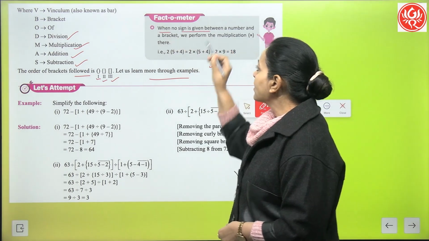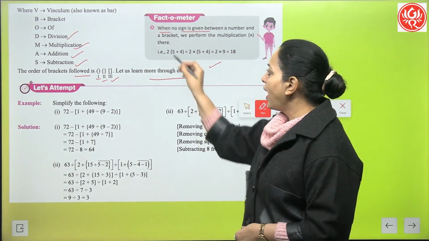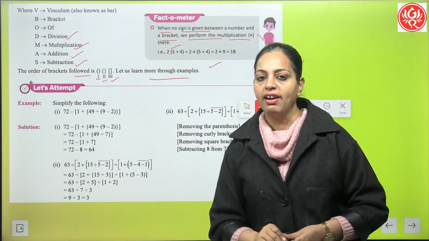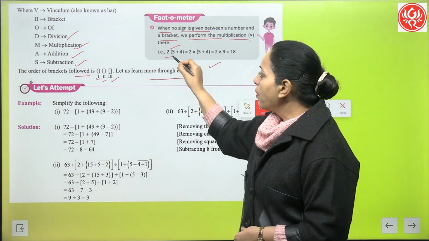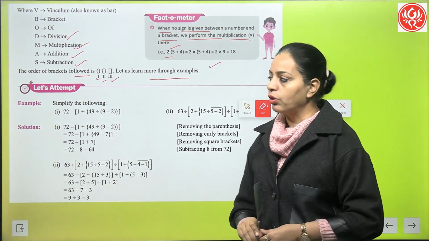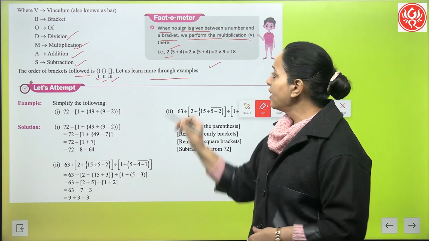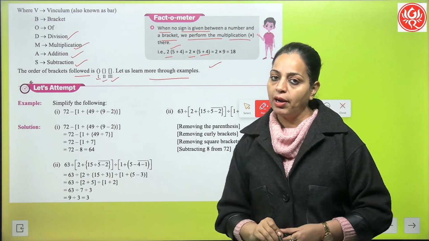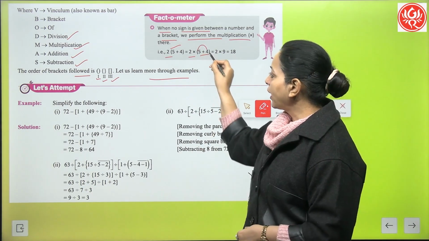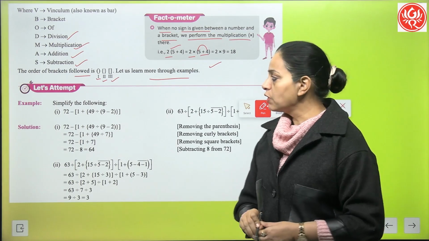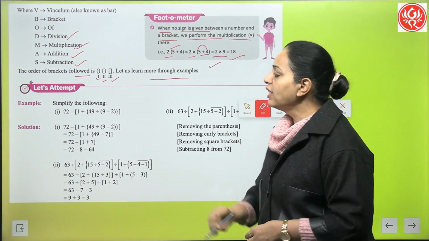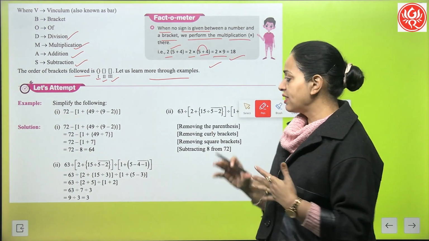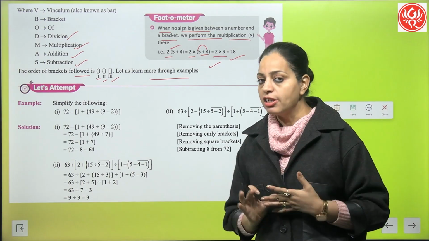When no sign is given between a number and a bracket, we perform the multiplication there. Like here, 2 bracket 5 plus 4. It means that हमने क्या करना है, 2 multiply bracket 5 plus 4. हम सबसे पहले bracket solve कर लेंगे. So 5 plus 4 is 9. So 2 into 9. Answer is 18. Now let us try some examples. It would be clear to you.